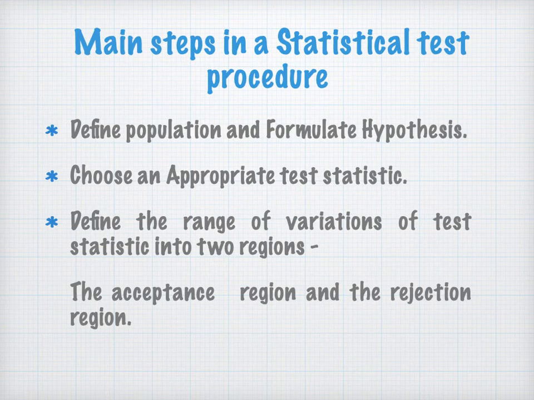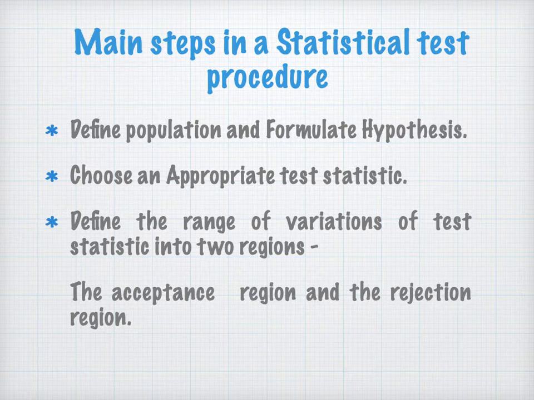So now we are going to discuss some of the main steps in a statistical test procedure. The main steps involve first the definition of a population. So we have to know what is the population on which we are going to apply our techniques to get a result or a decision. So we have to define our population at first, and we have to formulate the hypothesis, based on the problem that we are going to test. That could be H0 and H1.